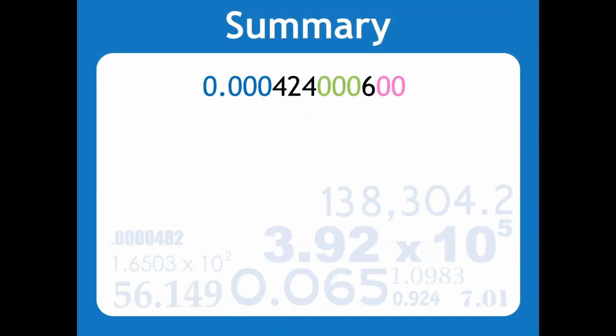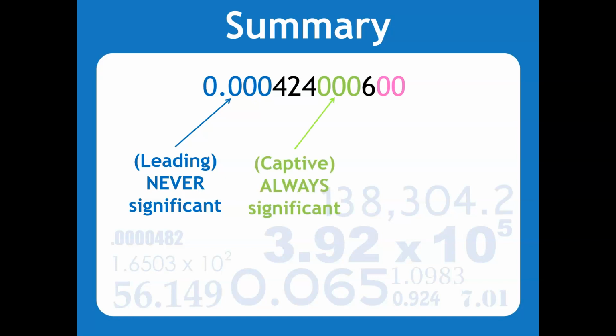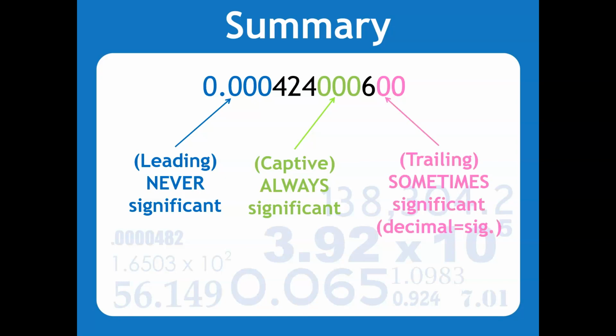So here's a really helpful summary for students. The first set of zeros are called leading zeros, and again, they are never going to be significant. So you'll never count them whenever you're identifying the number of sig figs. The zeros in the middle are captive zeros, and they are always significant. So you're always going to count them whenever you're counting your sig figs. And then finally, the zeros at the end are trailing, and they are sometimes significant. If there's a decimal point, then they're significant.